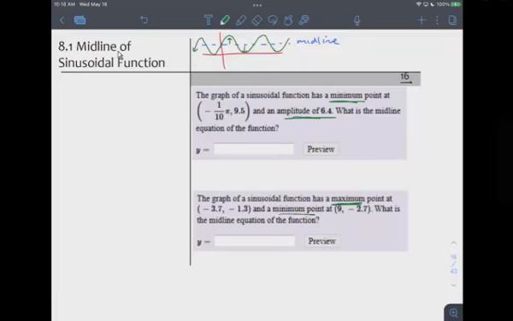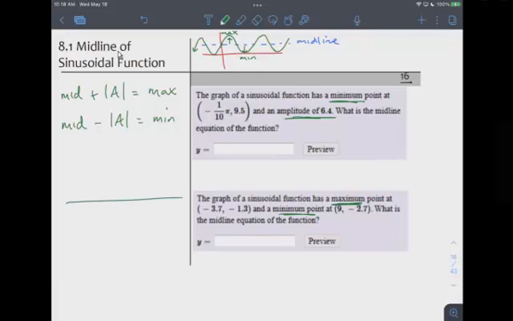The 2 examples you're going to see here are: what if they give you a minimum and an amplitude? When you look at how this is set up, your minimums are down here and your maximums are up here. The distance between the minimum and the midline is that amplitude. So the midline plus the amplitude is equal to your maximum point, and if you take your midline and subtract the amplitude, you get your minimum value. So you're looking at this relationship for the first set.